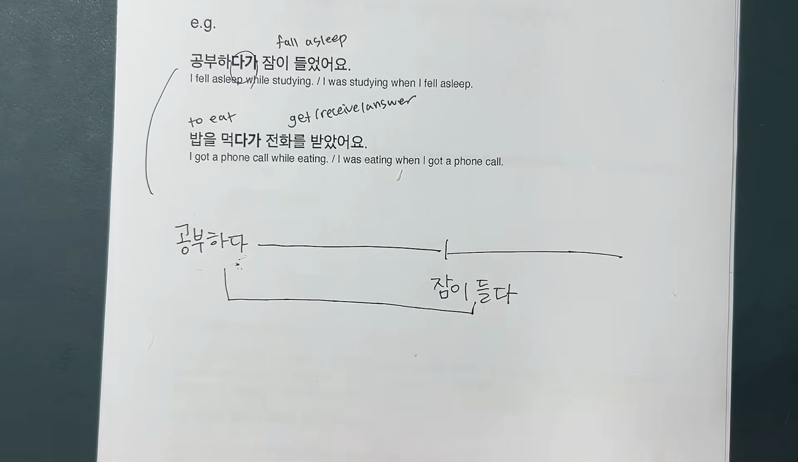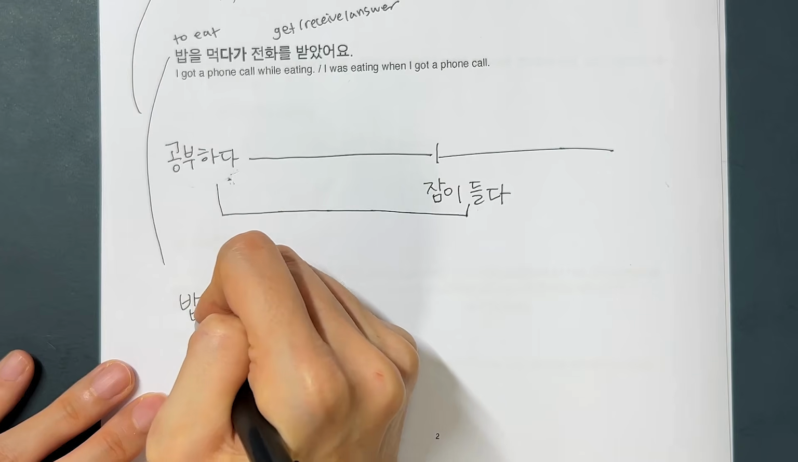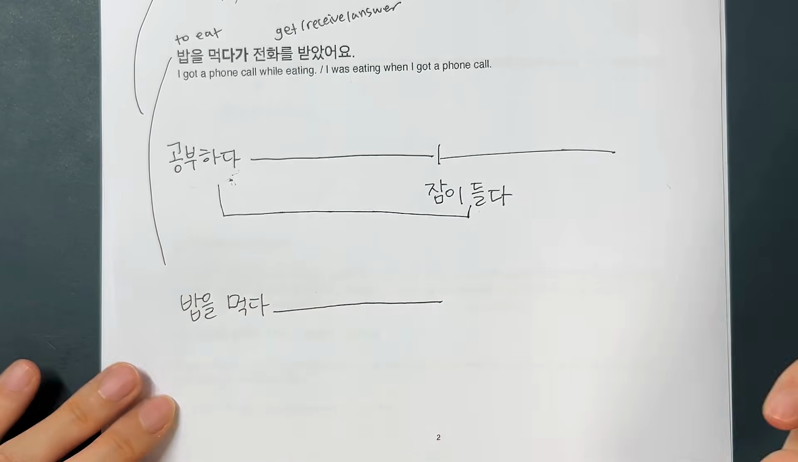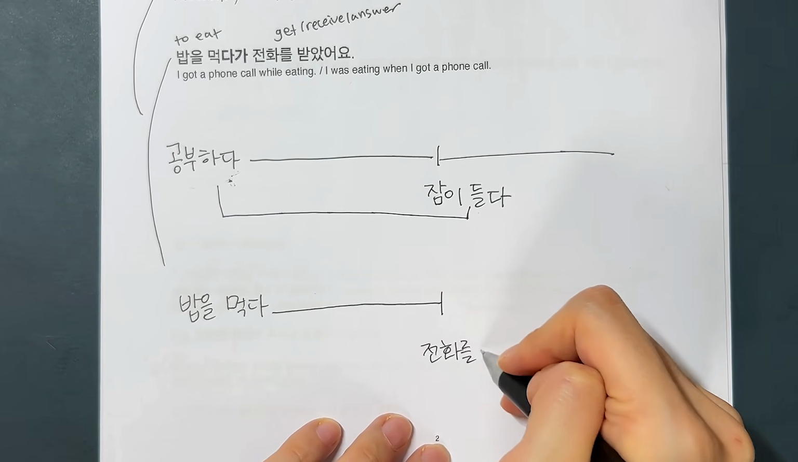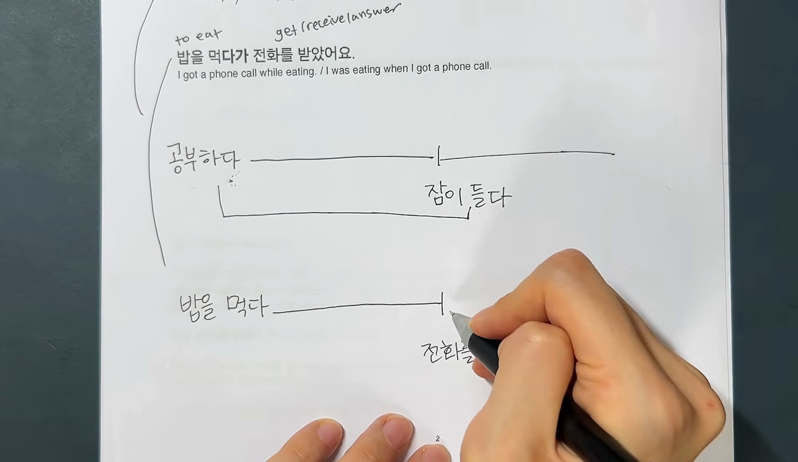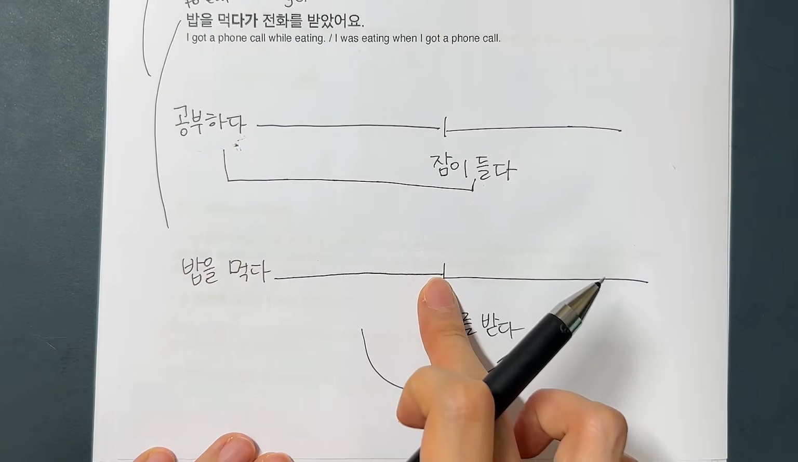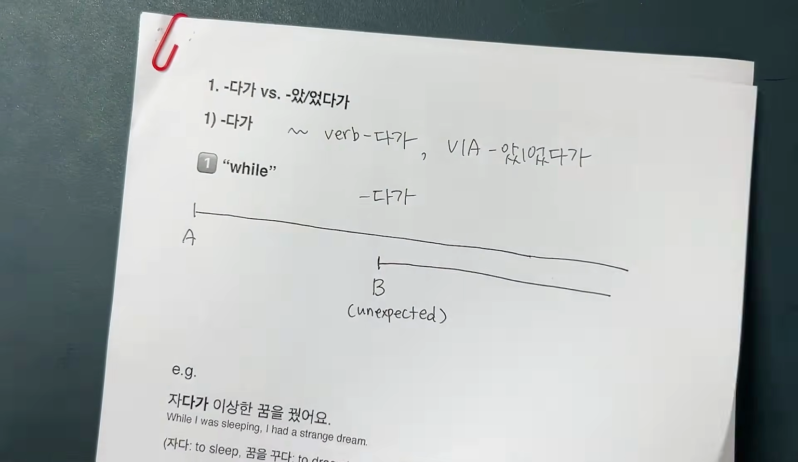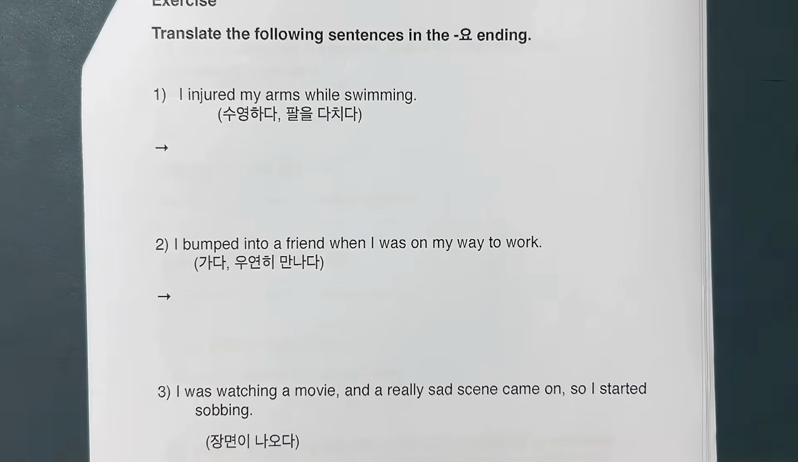공부하다가 잠이 들었어요. And same with the next example sentence. You were eating, 밥을 먹다, but the action of eating got interrupted by you answering the phone, 전화를 받다. So you transition into the second action with the first action paused or incomplete. Now that we know what 다가 expresses, let's practice making sentences ourselves with 다가. Let's try translating these three sentences.